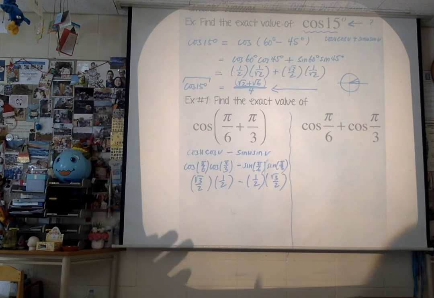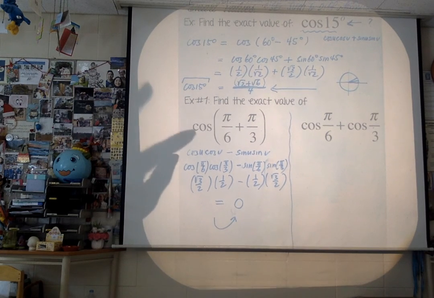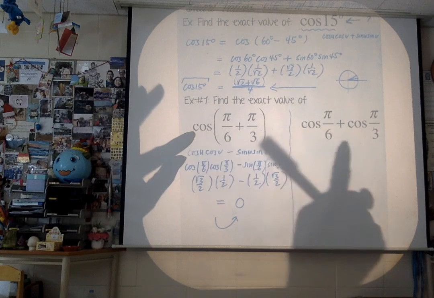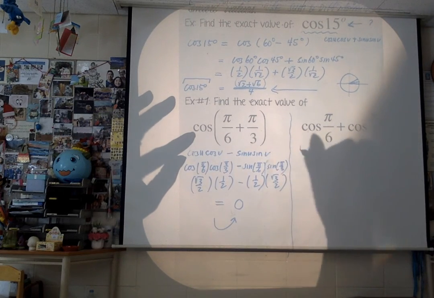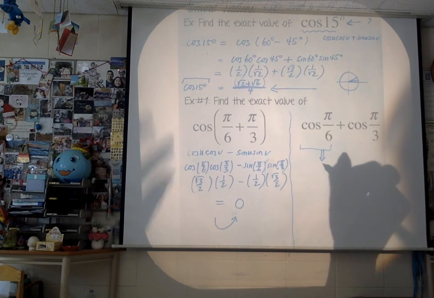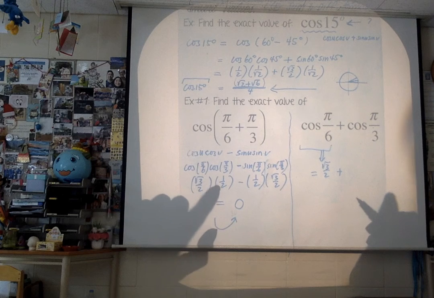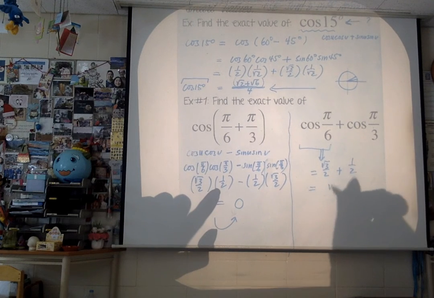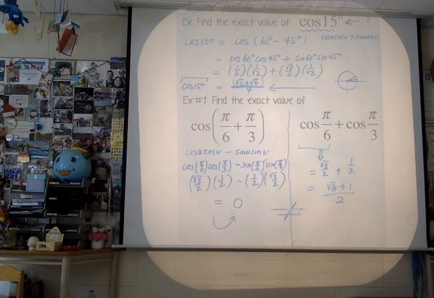Now, I want to show you something. When you solve this, you get indeed 0. But you see how this and this, they look the same, but they're very, very different, right? So let's prove that. What's cosine of pi over 6? That's going to be root 3 over 2. What's cosine of pi over 3? We know that's half. And when you add that together, root 3 plus 1 all over 2. It's not the same thing.